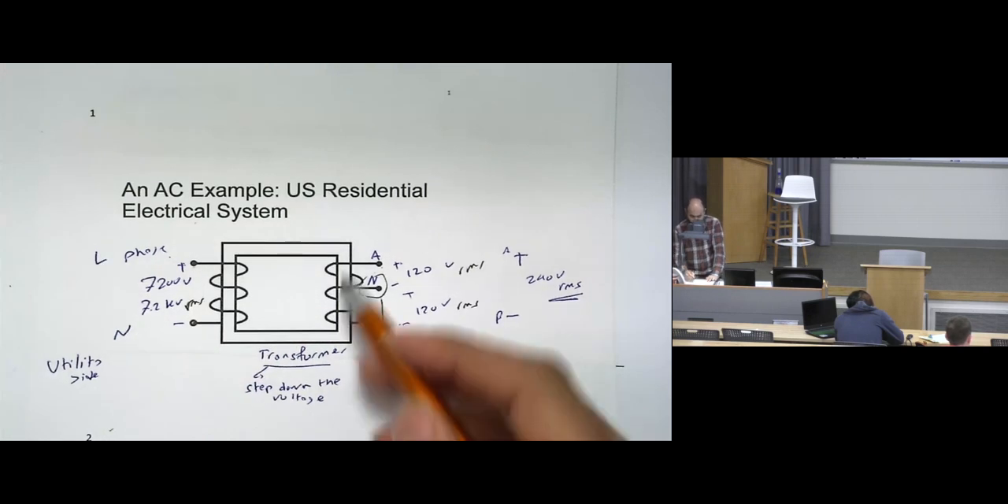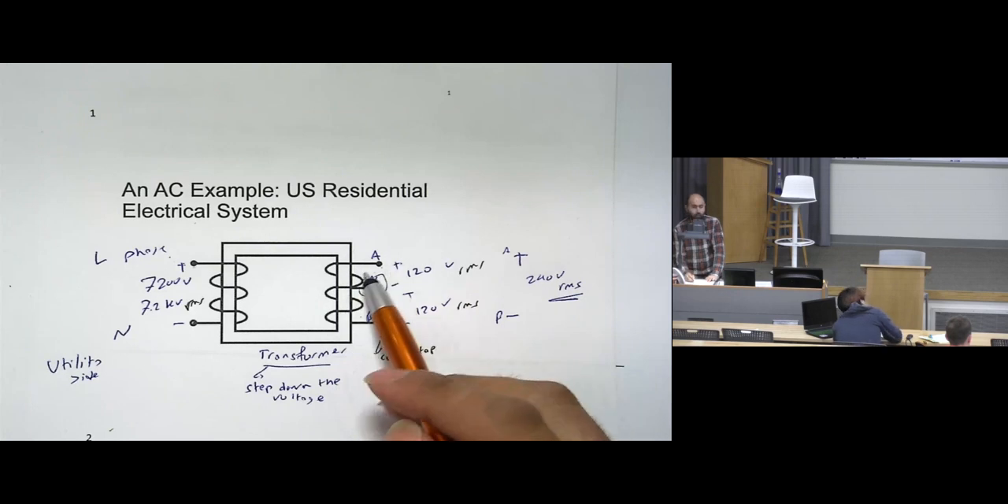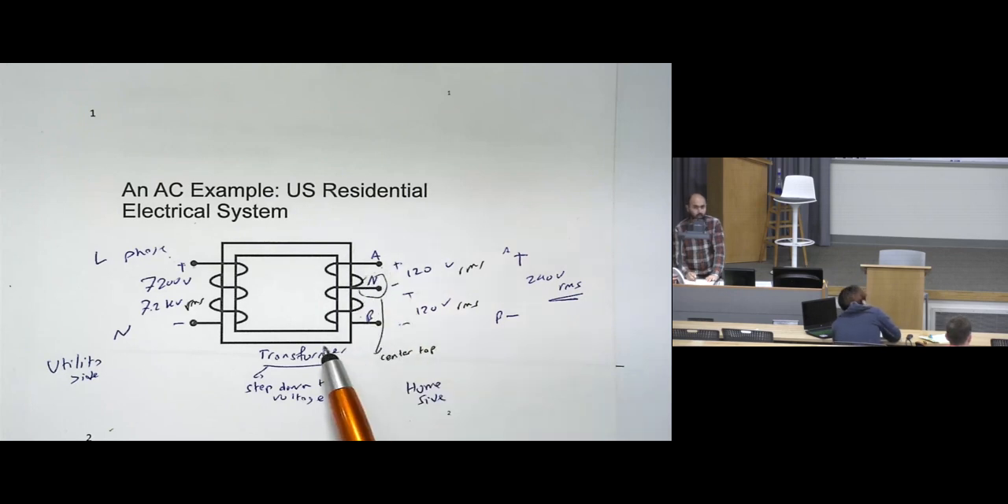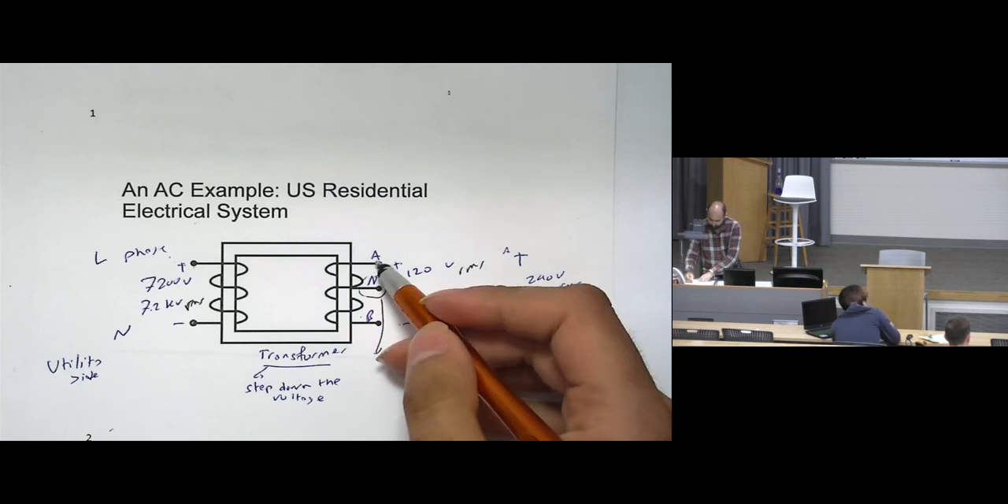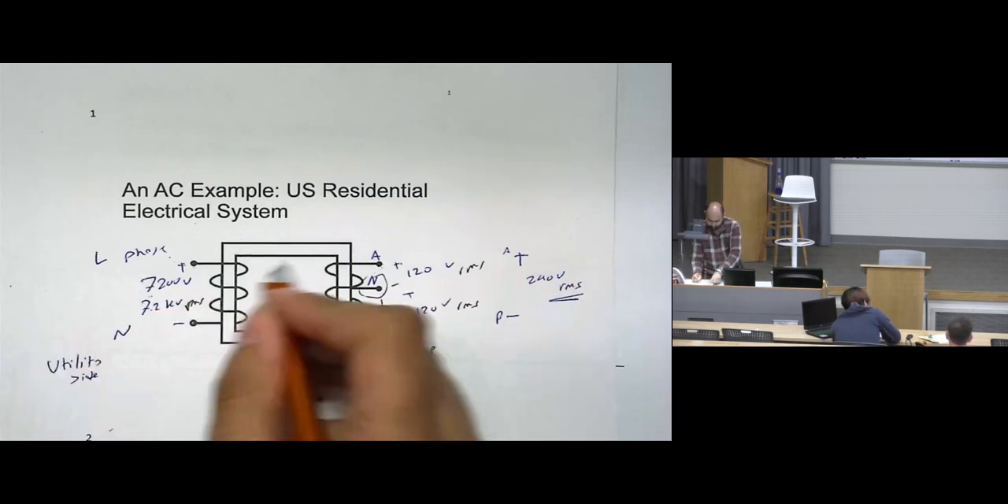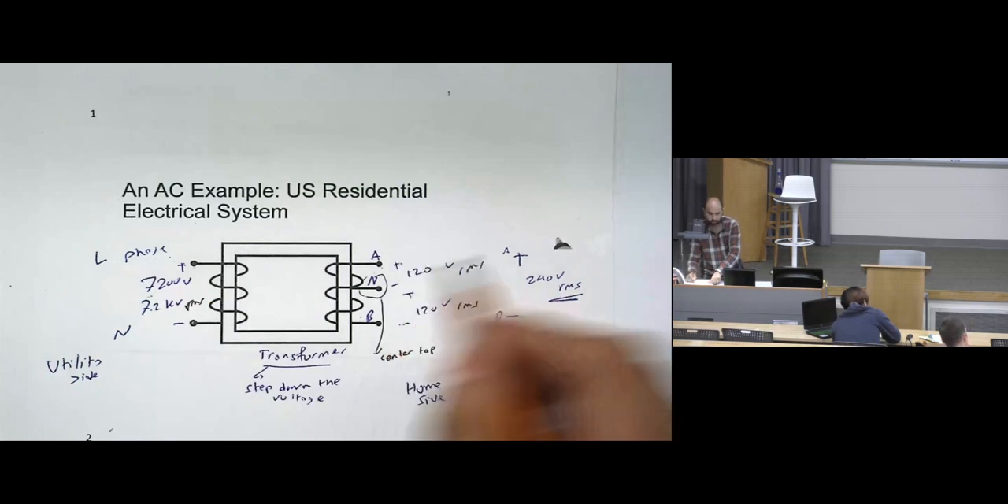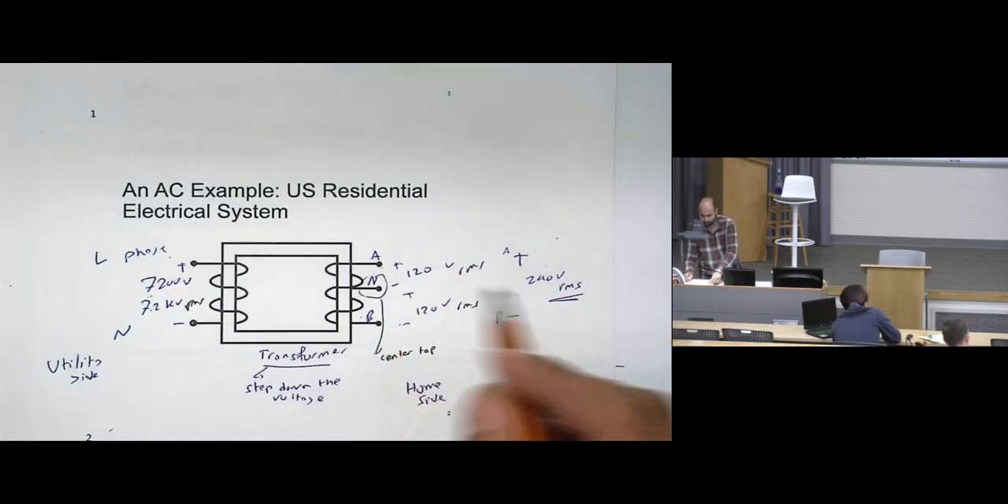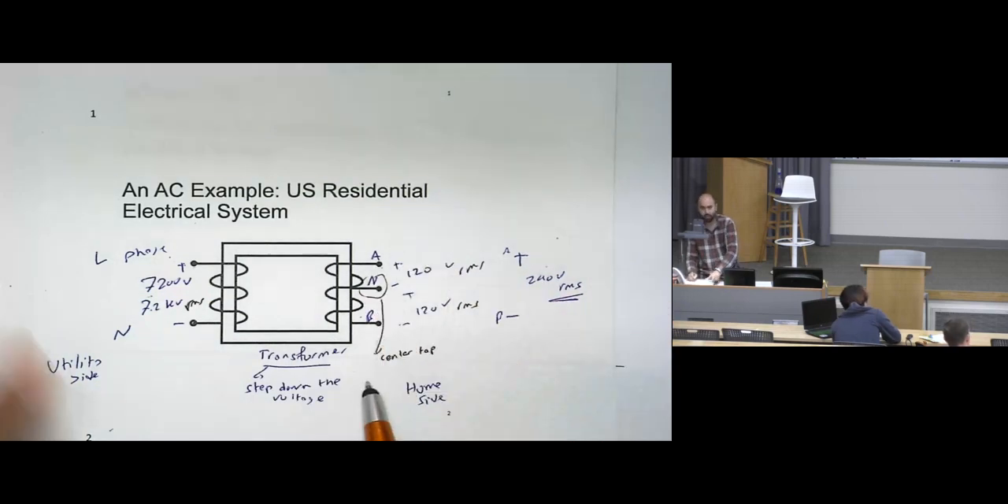Sometimes this transformer can supply more than one home. It's not necessary that there should be one transformer for each home. Sometimes it can supply a neighborhood. Okay, so here is power lines, transformer, then here it will go to the home side or the residential area, these three conductors that we talked about.